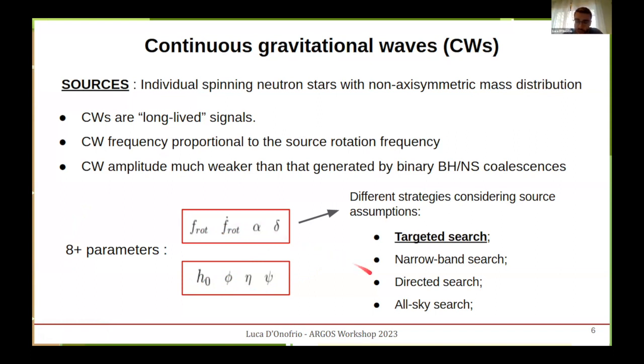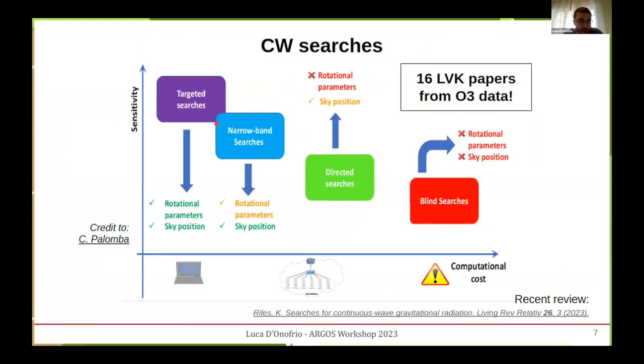In this presentation, I will describe in detail the targeted search, that, as you can see from this picture, is the most sensitive analysis that we can perform. Here you have the sensitivity as a function of the computational cost for the different searches. The targets in this kind of analysis are known pulsars, so they are well measured in the electromagnetic spectrum. This means that you can constrain the rotational parameters and the sky position, and you can perform a single template analysis.